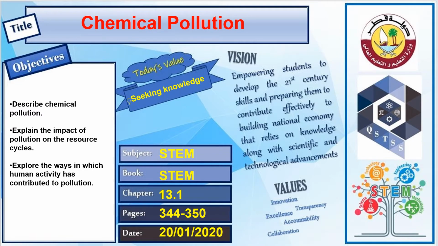In this chapter, we'll be looking at chemical pollution, which is chapter 13. Our main objectives from this chapter are to describe what chemical pollution is and explain the impact of pollution on the cycles. The two cycles in particular we'll be looking at are the carbon cycle and the nitrogen cycle.